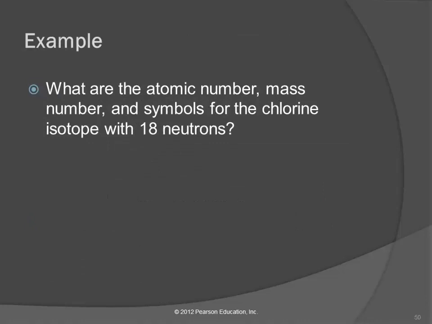So here's another example. We want to find the atomic number, the mass number, and the symbols for the chlorine isotope that has 18 neutrons. Okay, so chlorine, the symbol for chlorine is what? Cl, capital C, lowercase l.